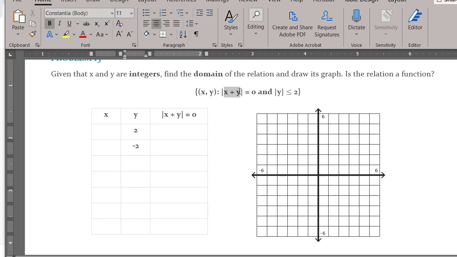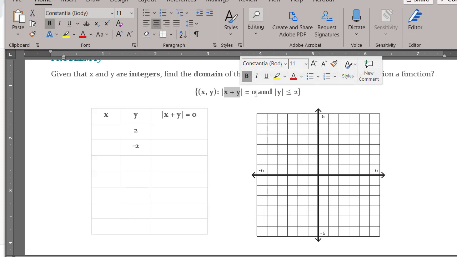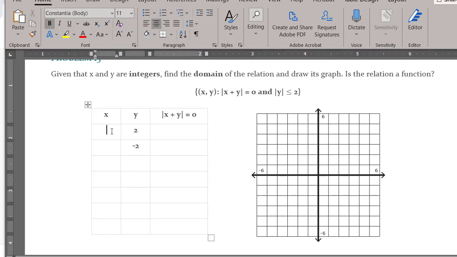So now my question is, what value of x satisfies this equation right here? Well, I think it's pretty easy for you. You would say minus 2. Why? Because minus 2 plus 2 is equal to 0. I have to satisfy this, right? So if I want to rewrite this, the absolute value of minus 2 plus 2 has to be equal to 0. Well, I think this does satisfy. These 2 points for x and y do satisfy the equation.